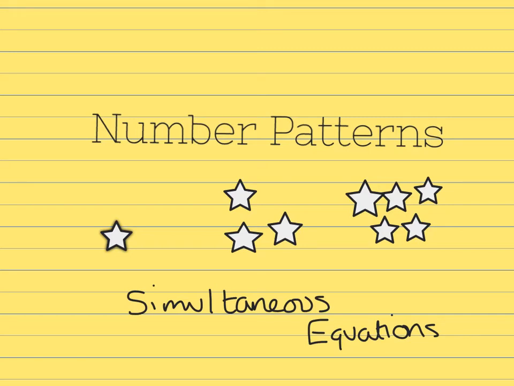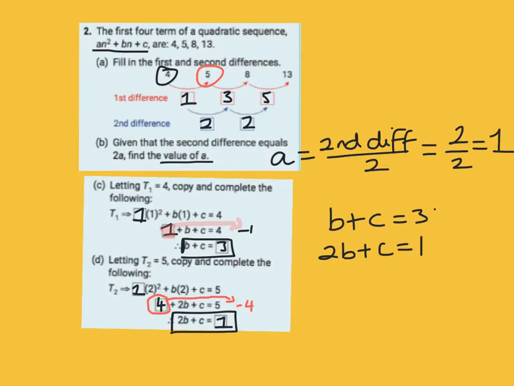So today we're going to look at the simultaneous equations part of number patterns. You'll recall in class that we answered this homework question. We got the first difference, we got the second difference. We found out what A was, and that came from our steps. So A is the second difference, number 2, all divided by 2. It's always divided by 2. So 2 over 2, which gives me 1.